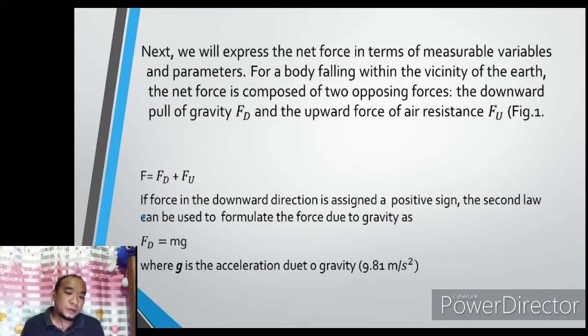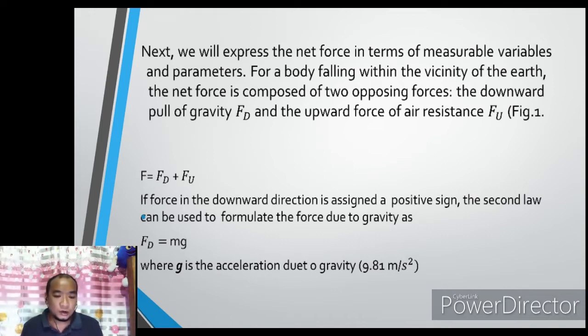Next, we will express the net force in terms of measurable variables and parameters. For a body falling within the vicinity of the Earth, the net force is composed of two opposing forces: the downward pull of gravity, which is Fd, and the upward force of air resistance, which is Fu, where F is equal to Fd plus Fu.